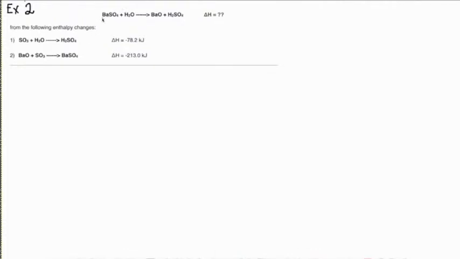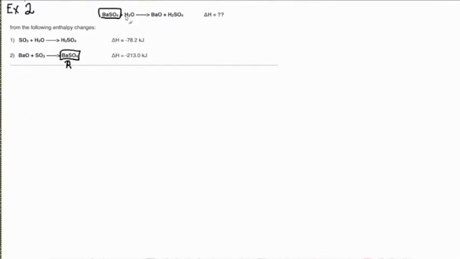We have barium sulfate in our reactants. So we go down here and find barium sulfate. The only problem is this is on the product side down here. So we are going to have to reverse this reaction in order to get this on the reactant side.